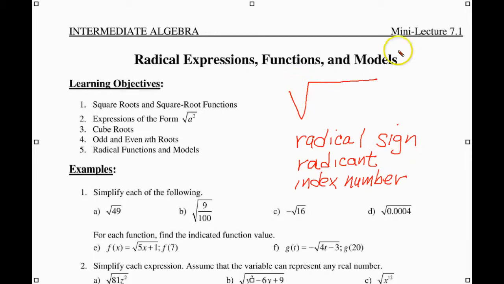As we go on to start Chapter 7, Section 1, we're going to be dealing with radical expressions, functions, and models. Now, when we think of the term radical expressions, it's something to do with something under the radical sign. That's what this sign is called, the radical sign. Now, what is under the radical sign is called the radicand.